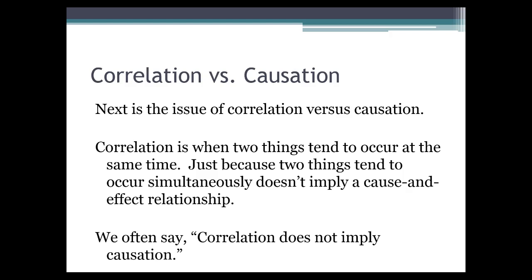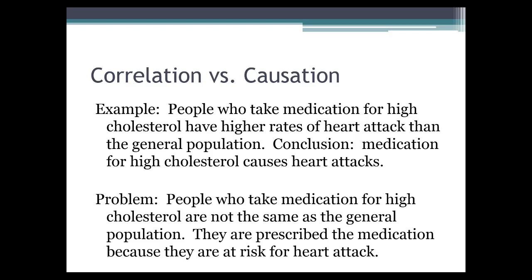Next, let's talk about an issue related to the interpretation of results. And this is an issue that comes up all the time. Correlation versus causation. If you learn nothing else in this course, learn the difference between correlation and causation. Correlation is when you have two things that tend to occur at the same time. Just because two things tend to occur at the same time doesn't necessarily mean a cause and effect relationship. And we always say correlation does not imply causation.